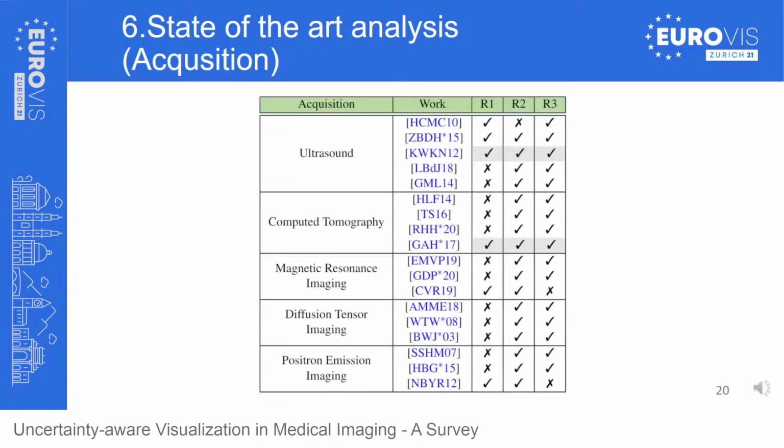In our state-of-the-art report, we provide different tables, one for each major category of medical imaging and one for applications that indicate which found approaches are capable of fulfilling the defined requirements. For the acquisition step, which you can see here, we found that the ultrasound and the computed tomography were the only approaches where we can find an approach that fulfill all requirements. Unfortunately, for the categories magnetic resonance imaging, diffusion tensor imaging, and positron emission imaging, we were not able to find an approach that tackles all the requirements.